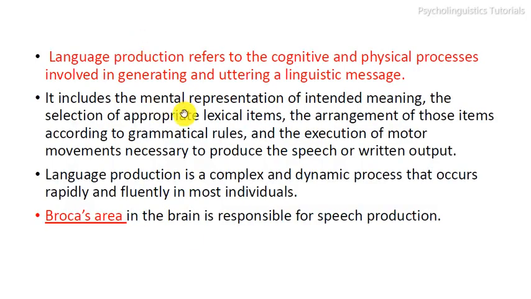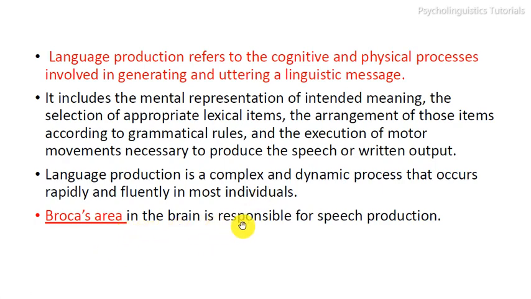Language production refers to the cognitive and physical process involved in generating and uttering a linguistic message. Actually, language production is all about the utterance of speech and the articulation of language. Language production includes the mental representation of intended meaning, the selection of appropriate lexical items, the arrangement of those items according to grammatical rules, and the execution of motor movements necessary to produce the speech or written output. Language production is a complex and dynamic process that occurs rapidly and fluently in most individuals.